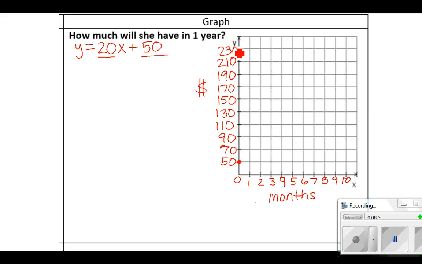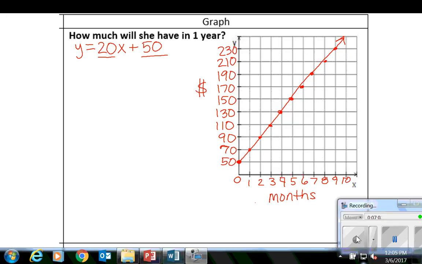Then I can plot what I have on the table, which is 4, 130. So 4, and I can go up to 130. 5 is 150. 6 is 170. And because I know it's changing by 20 each month, it was easy for me to fill in the rest of the blanks. I can connect the dots and show an arrow because it's going to keep going as she saves more. So then we can answer our question, how much will she save after 1 year?